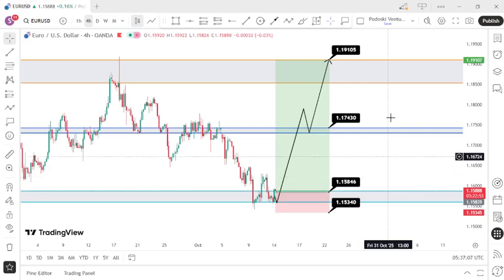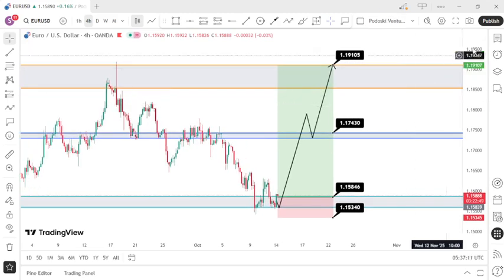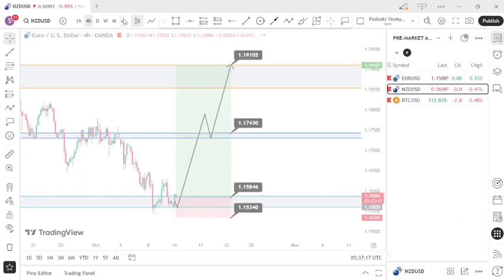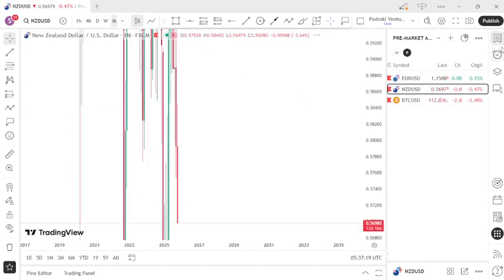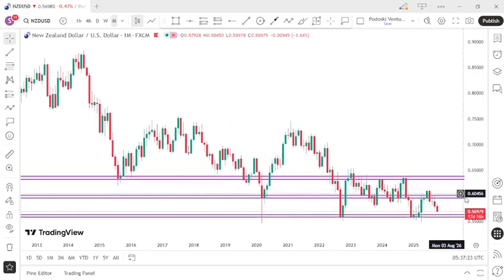Okay, so I'm done with entering my own. Hope you also entered and we are moving. Okay, so let's move on to the next pair, which is NZDUSD. That's the next pair on the list, NZDUSD.